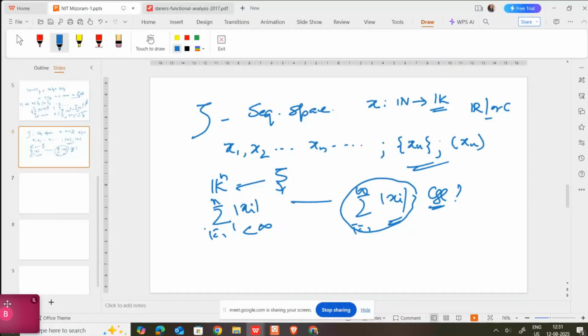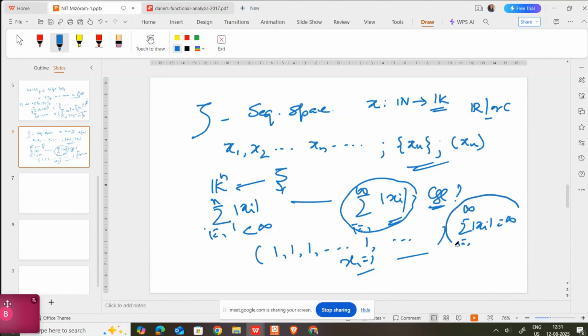Why? Because every sequence may not converge. For example, take the sequence 1, 1, 1, 1. This does not converge. So this is xi equal to 1 for all i. Then the sum of mod xi, i equal to 1 to infinity, is infinity. So this series may not converge. So we have problems here. We didn't have this problem here because it's a finite sum. That's why you could define an Rm there.